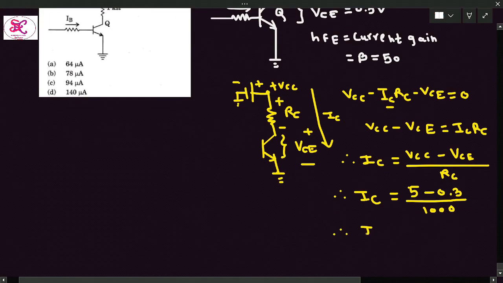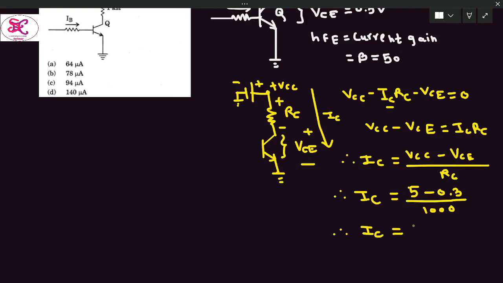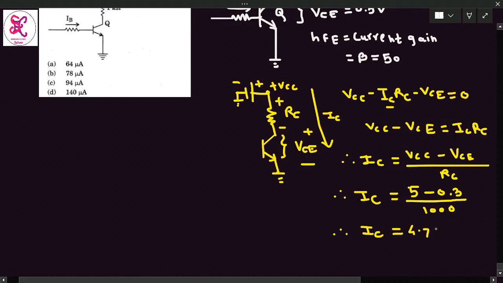So what we are getting, IC is equal to 5 minus 0.3 means 4.7. And these 3 zeros we can write in this way, 10 raised to minus 3 ampere. Then IC is equal to 4.7 milliampere.